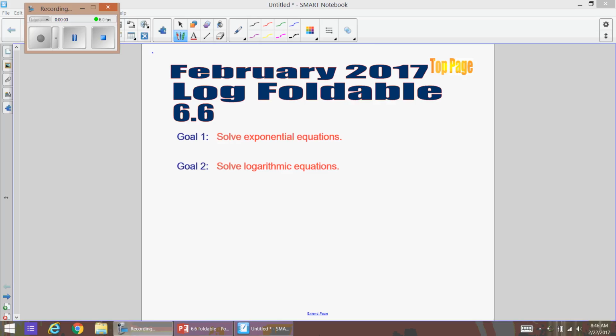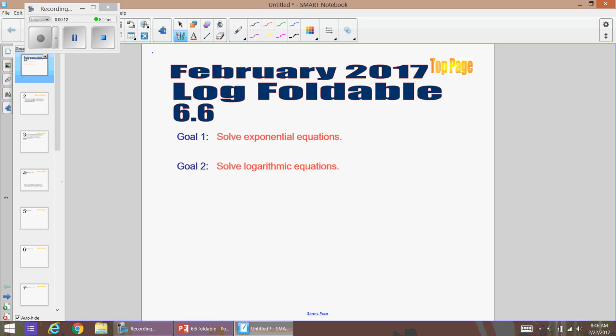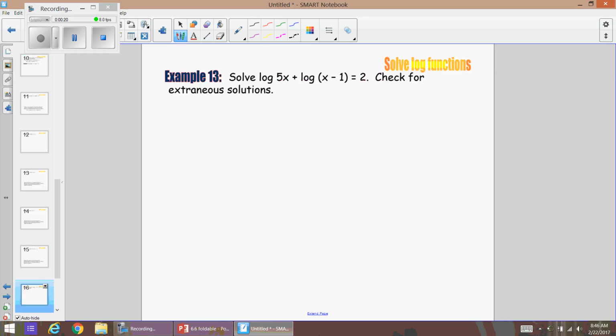This is Big Ideas Math, Chapter 6, Section 6, and we've been solving. I'm actually going to fast forward all the way to the more challenging problems, which are the ones we have left to do together. And then I will go back to the end after that.